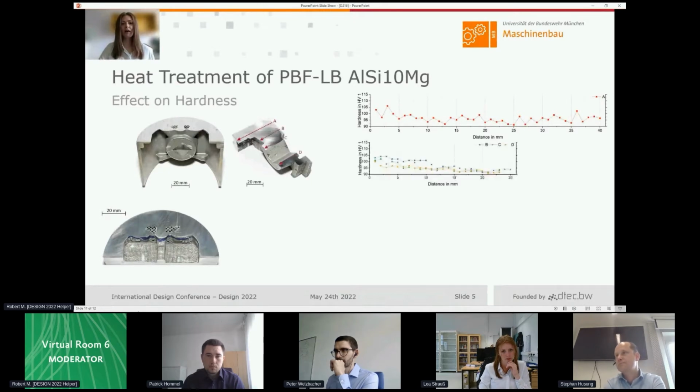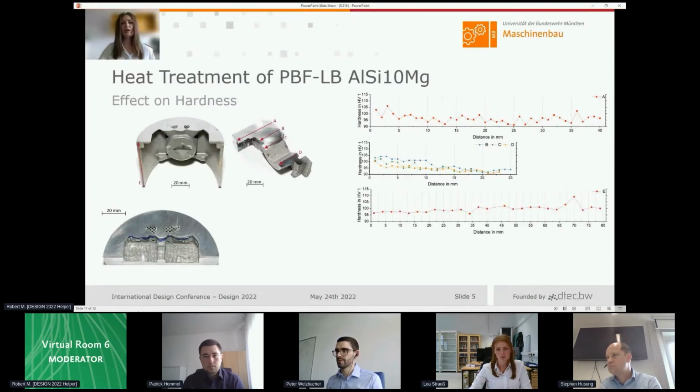For A, the hardness decreased slightly from the outside towards the inside. A similar behavior was detected for the profiles B to D. This consistency implies no effect of the topologically optimized section on the heat treatment process or the hardness. Then profile E shows the influence of the tree-like support structures on the hardness. Compared to the previous profiles, a more homogeneous hardness is present.